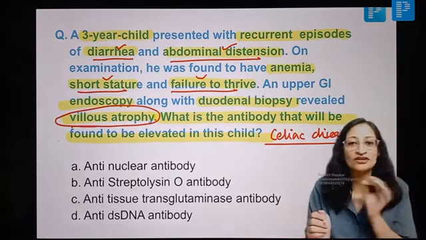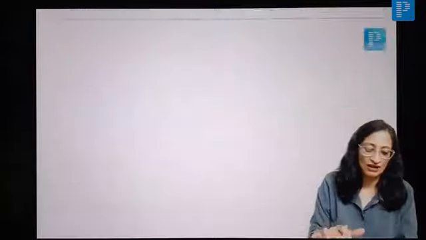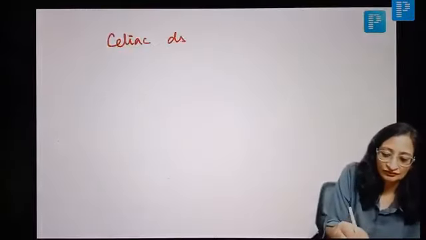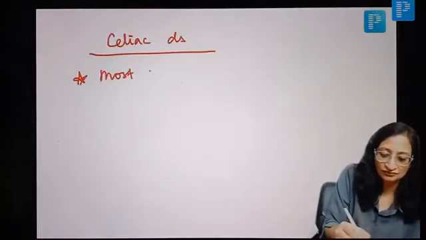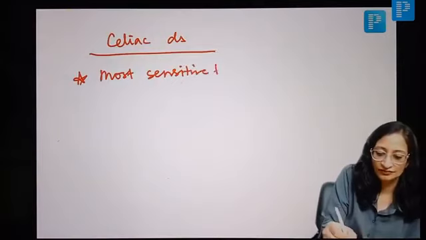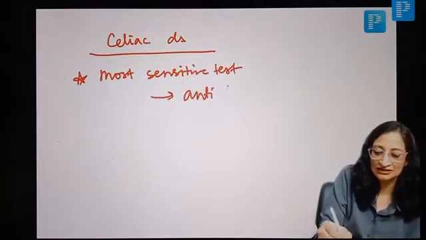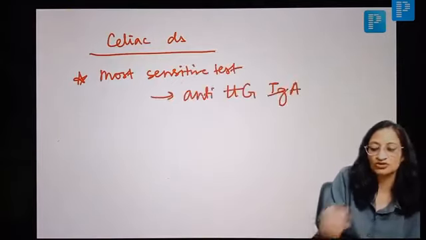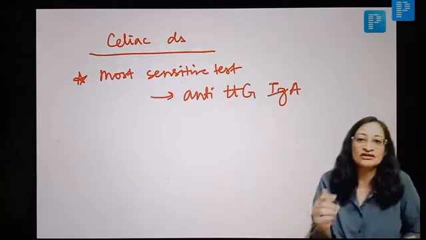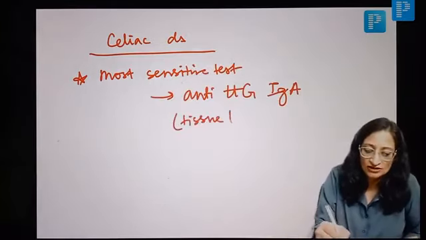What is the antibody that is used to diagnose celiac disease? I'll be coming back to this question. In celiac disease, the most sensitive test is anti-TTG IgA. You should always do a total IgA along with it if possible. So anti-TTG, what is TTG? Tissue transglutaminase antibody.